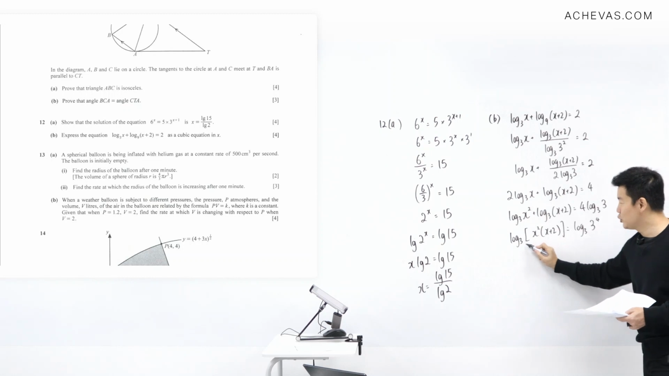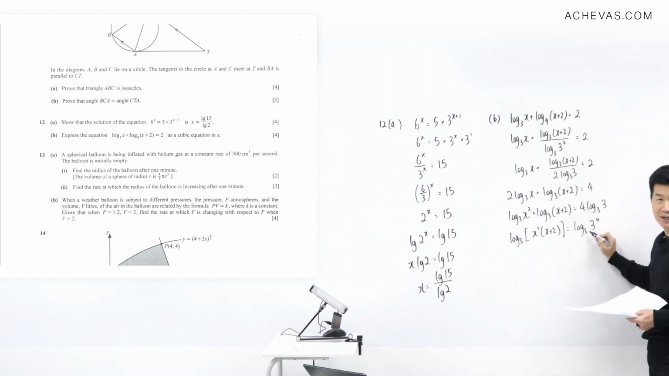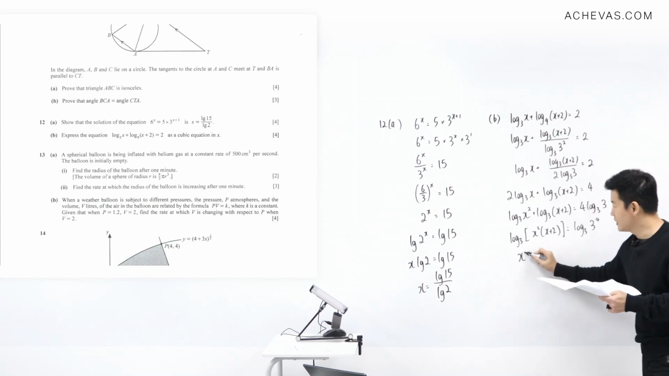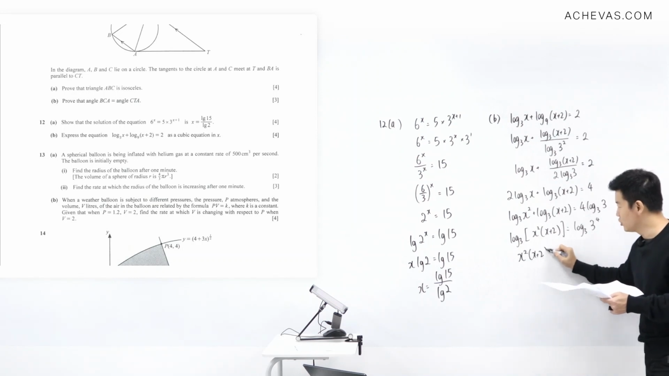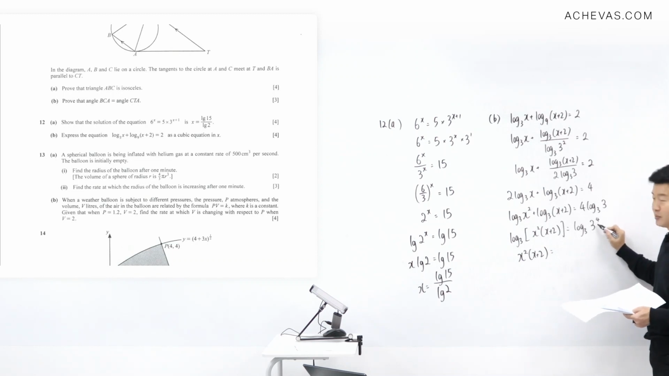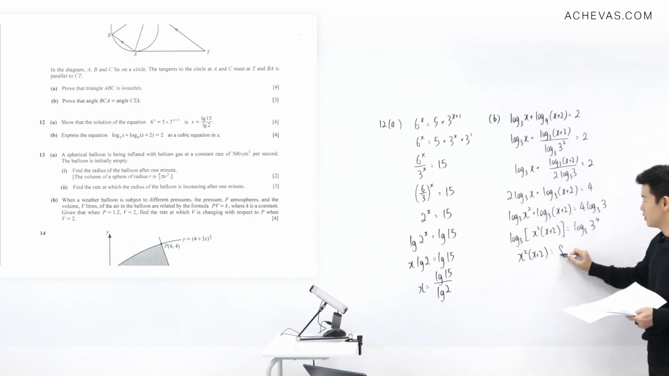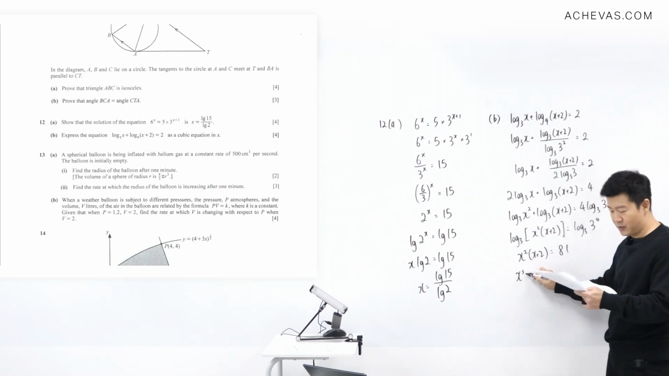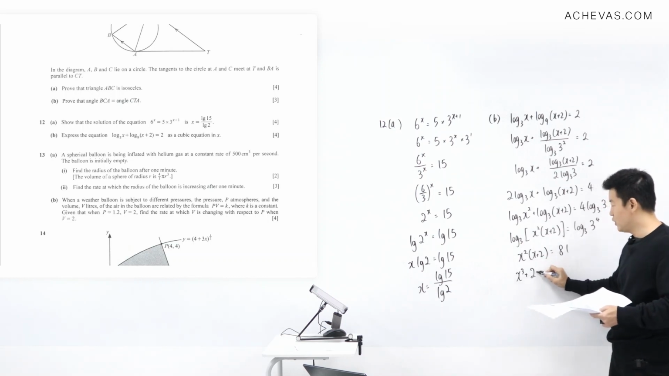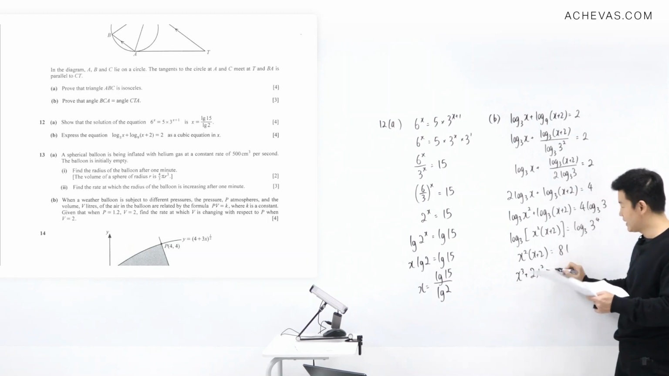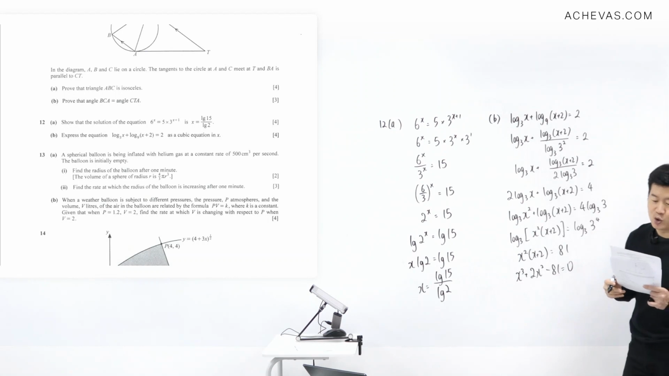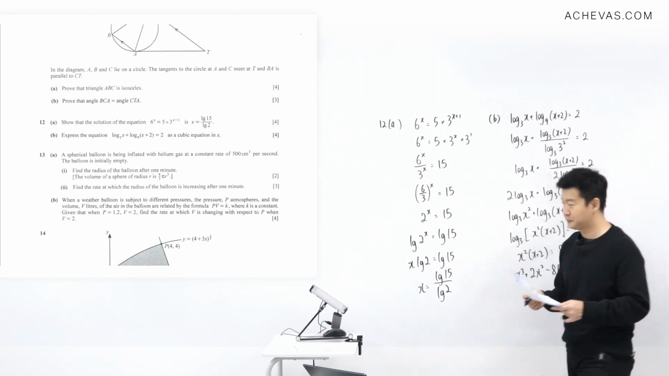So what we can now do is compare what is within this log to the base 3. On the left-hand side here, we have x squared, x plus 2. And on the right-hand side here, it's going to be 3 to the power of 4, which is going to be equal to 81. So expanding this, we have x to the power of 3, then plus 2x squared. Bring it to the left-hand side, minus 81 is equal to 0. And there we have it. This is a cubic equation in x.